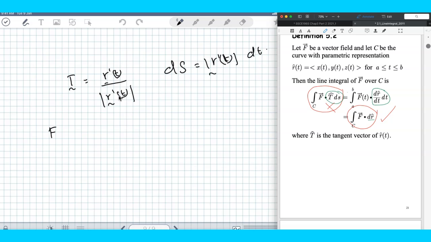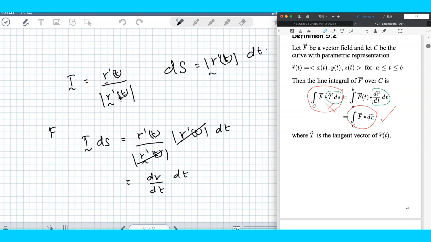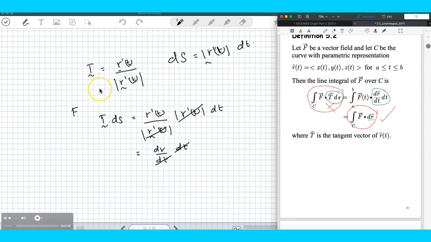So when you put them together, T ds is r prime of t over its magnitude, and ds is r prime of t magnitude dt. So we can have this, where you have dr over dt. So now we have a dt and you have a dt, they can be cancelled out. So that's why T ds becomes only dr. So that's why you can only have dr here. Okay.